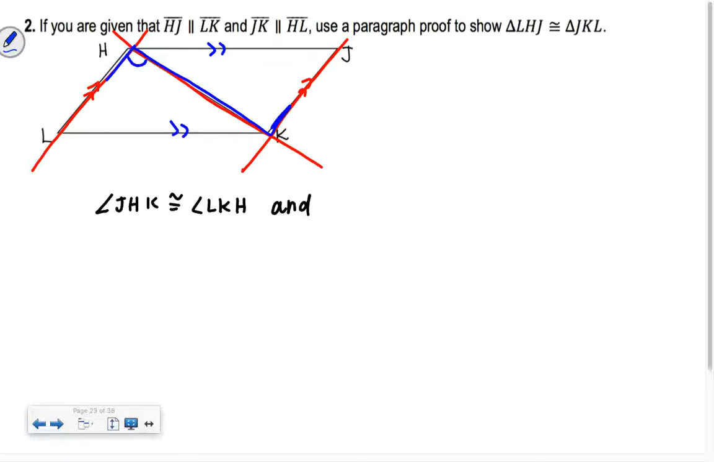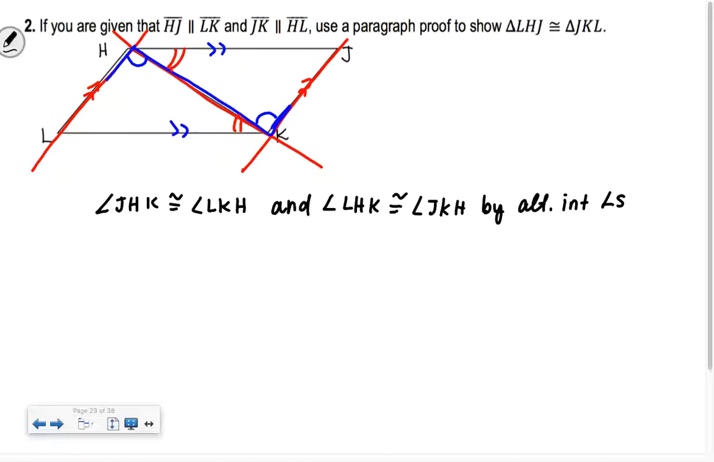So our angles are going to be here and here. We already had these two marked in previously. Now we have these other two angles. So we're going to say, and also, angle LHK is congruent to angle JKH. And both of these were by alternate interior angles.